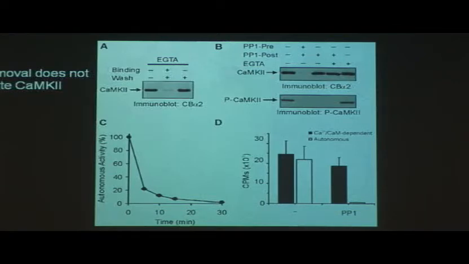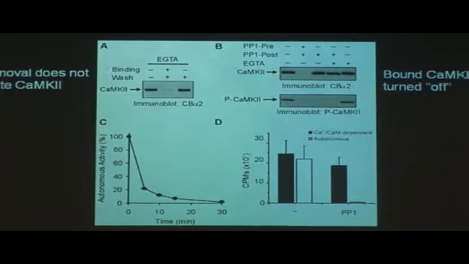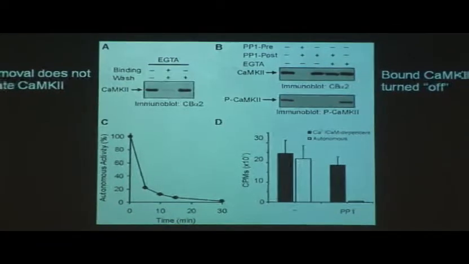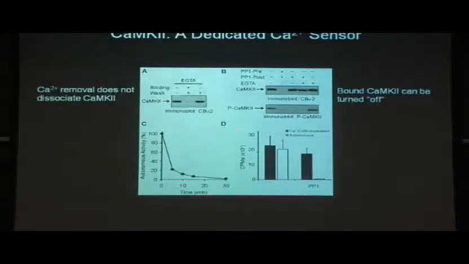The next part of this is that it looks like the bound CaMKII can be turned off. So we do the binding experiment, and then we add a phosphatase to remove the autophosphorylation and turn the kinase off.